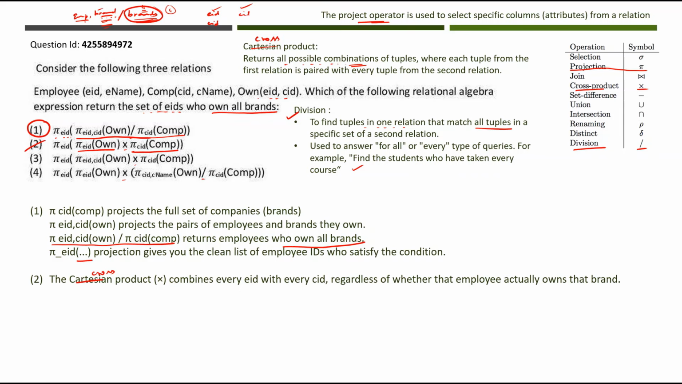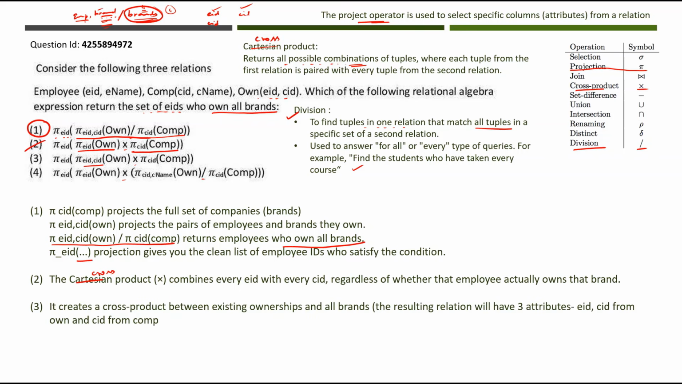What about option 3? Here also we are using the same query along with EID and CID. It creates a cross product between existing ownership and all brands. The resulting relation will have 3 attributes: EID, CID from own relation and CID from comp relation. With 3 attributes it will create a cross product. So this is also wrong.